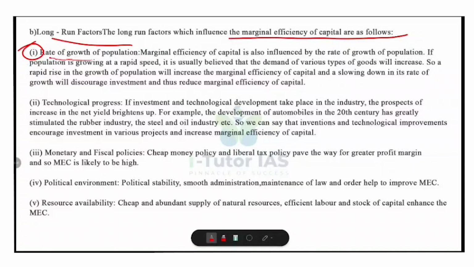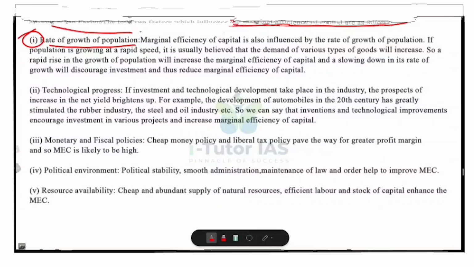First factor is rate of growth of population. Suppose think that a rapidly growing population increases or decreases demand for goods and services? They will increase demand, right? So a rapidly growing population increases demand for goods and services like more houses, vehicles, food, clothes and so on. And this encourages firms to invest more, expecting higher returns. Therefore, marginal efficiency of capital rises. And on the other hand, if there is a slow population growth, demand reduces and MEC falls.